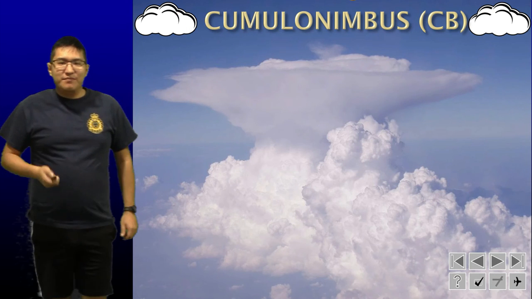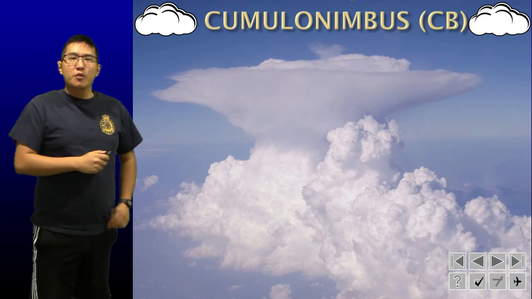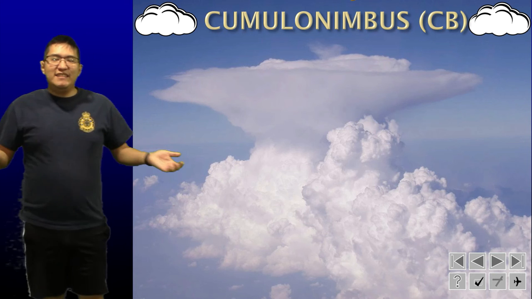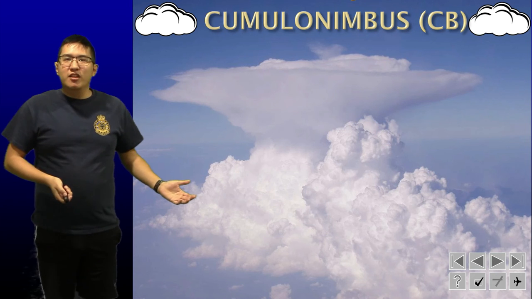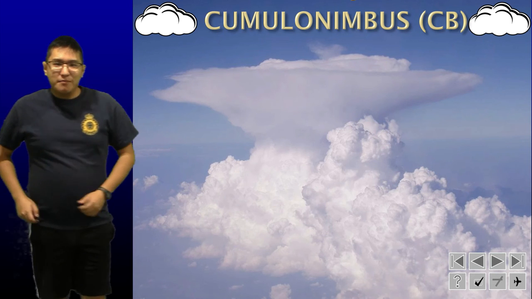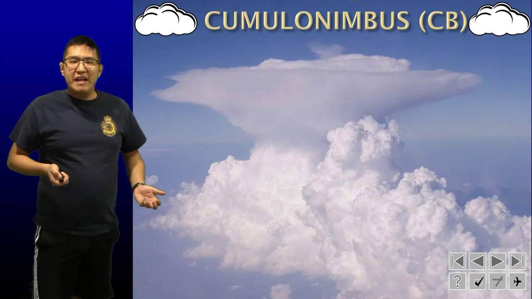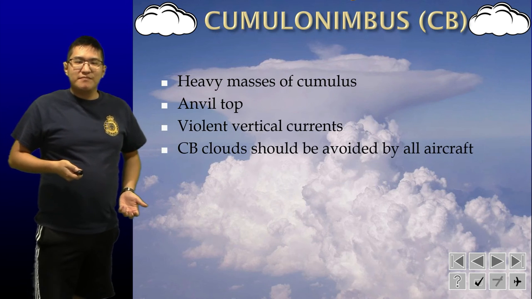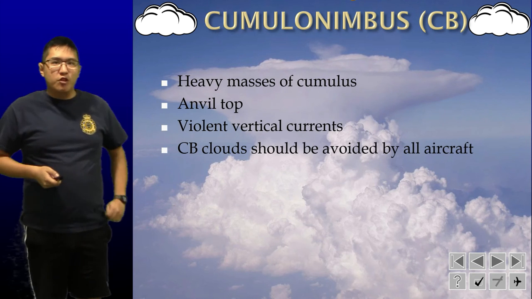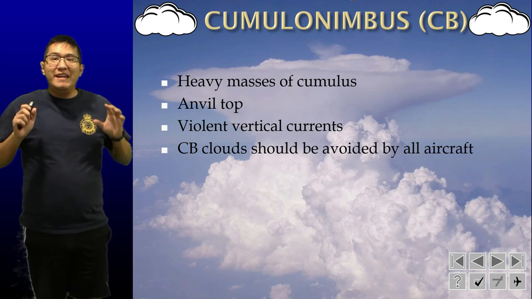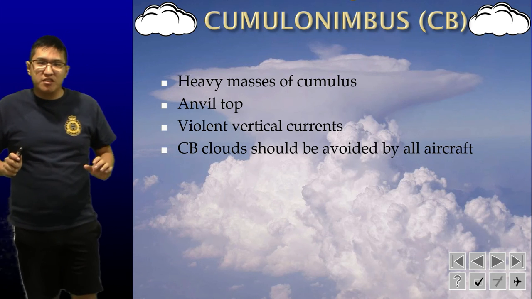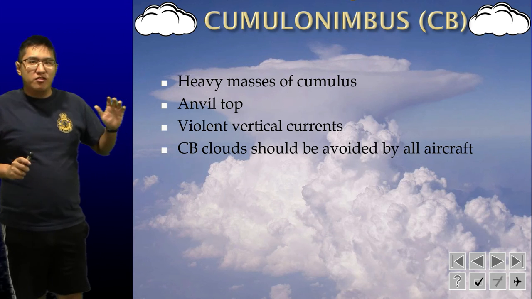And finally, and the most dramatic, is the cumulonimbus. So this is essentially a towering cumulus on drugs. This cloud, with the abbreviation CB, has, for one, an anvil top. That's one of the defining characteristics of a cumulonimbus cloud. You will notice it has an anvil top.